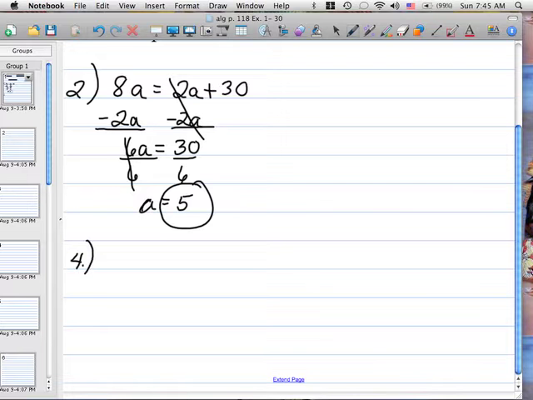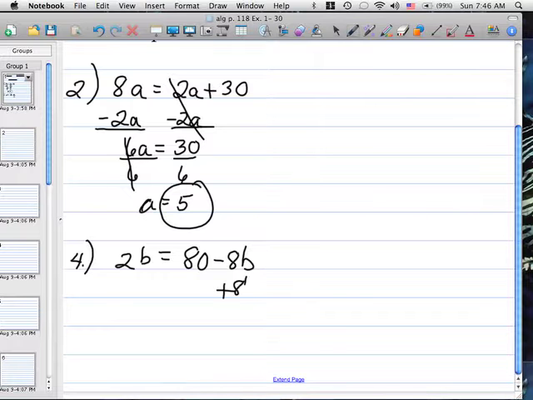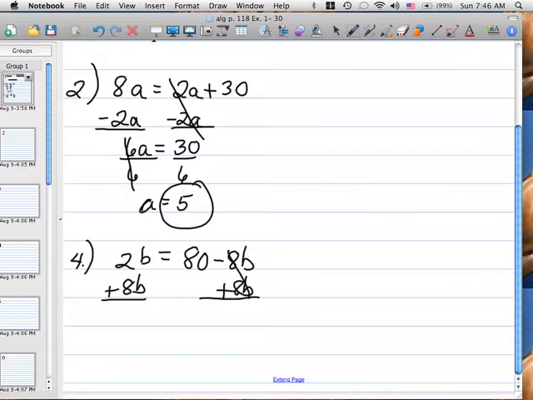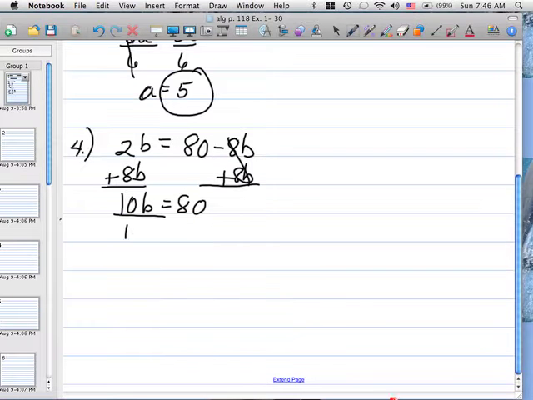Problem number 4. 2b equals 80 minus 8b. Again, the 2b is by itself, so we want to move the 8b, negative 8b over there, so the opposite of minus 8b is plus 8b. That gives us 10b equals 80. Divide both sides by 10, and we have b solved. It is 8.